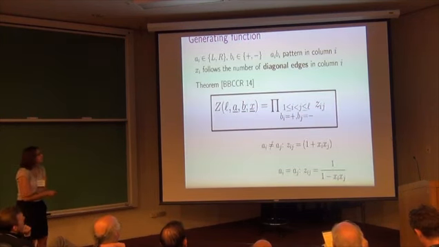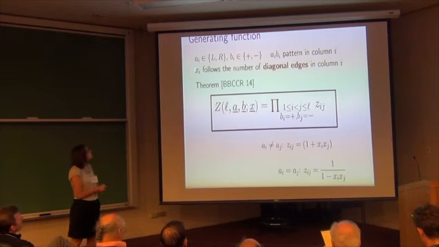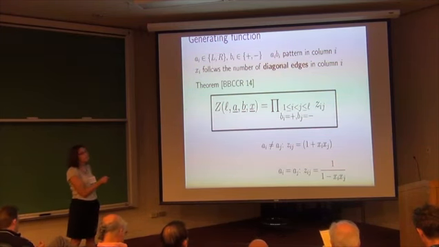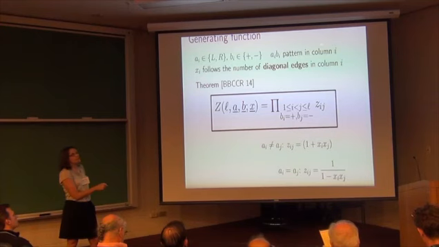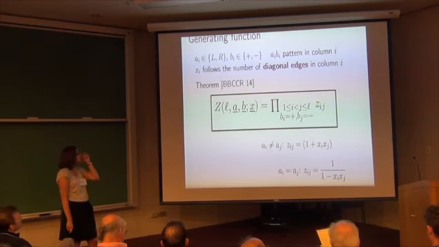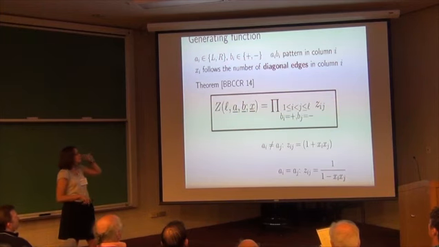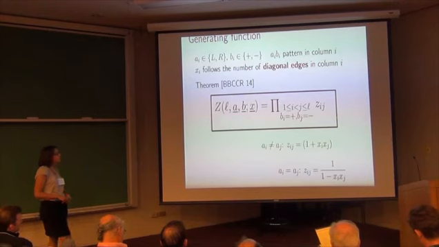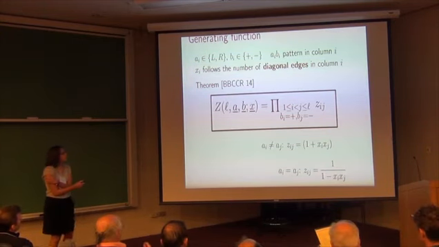So what's the general result? The same as before. I have two words of length L. AI tells me if I choose left or right. BI tells me if I choose plus or minus. AI, BI is the pattern in column I. And XI is going to follow edges of diagonal edges in column I. And the other edges have weight Y. I count my configuration with those weights.